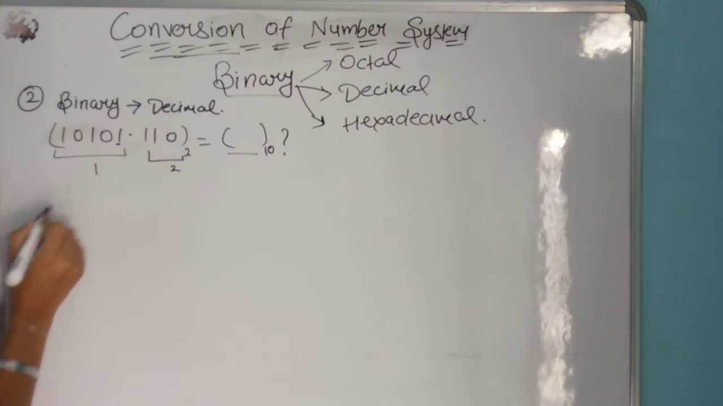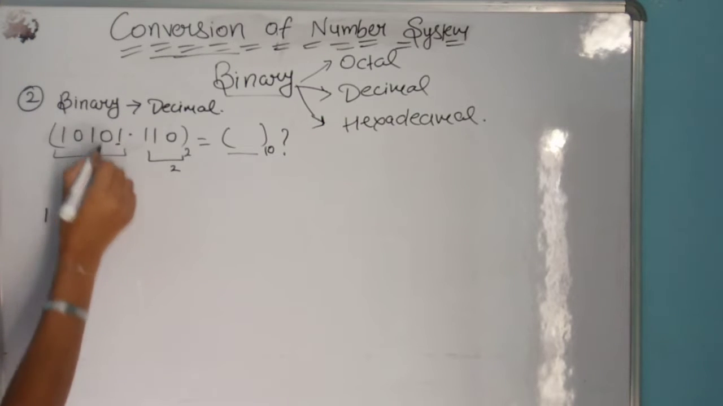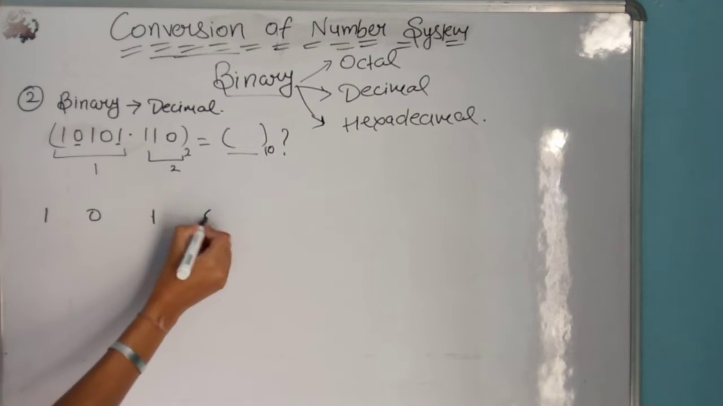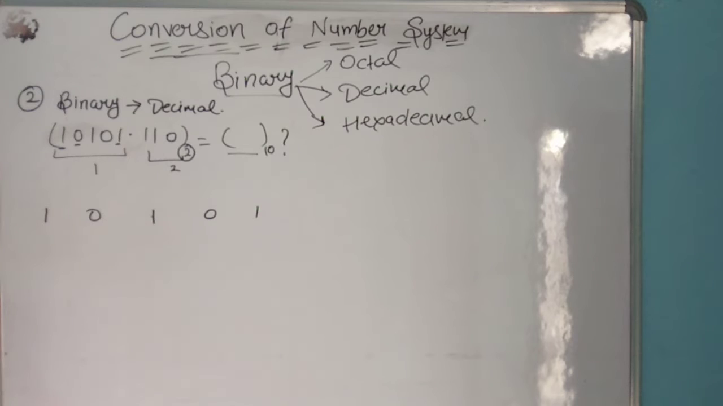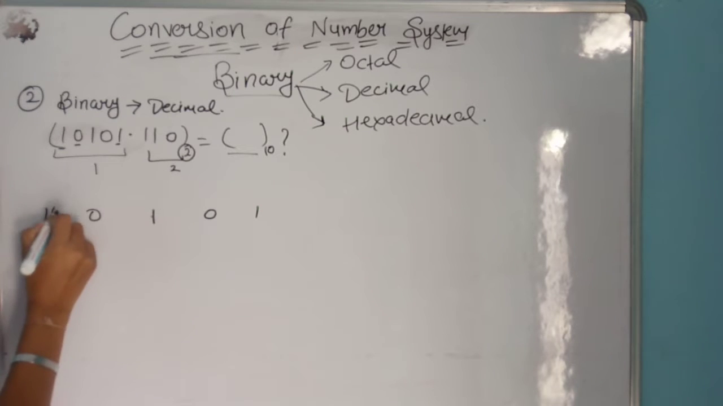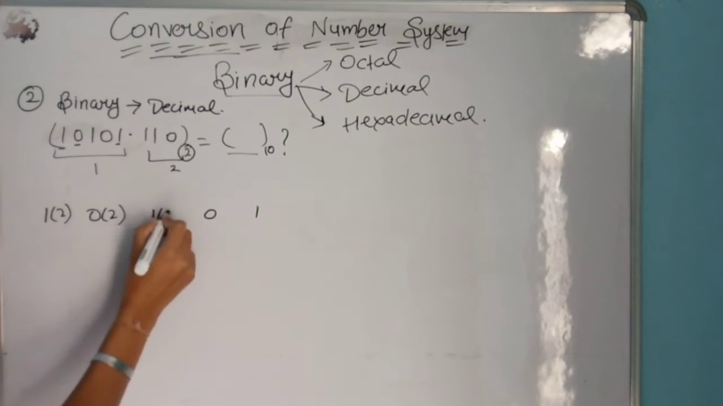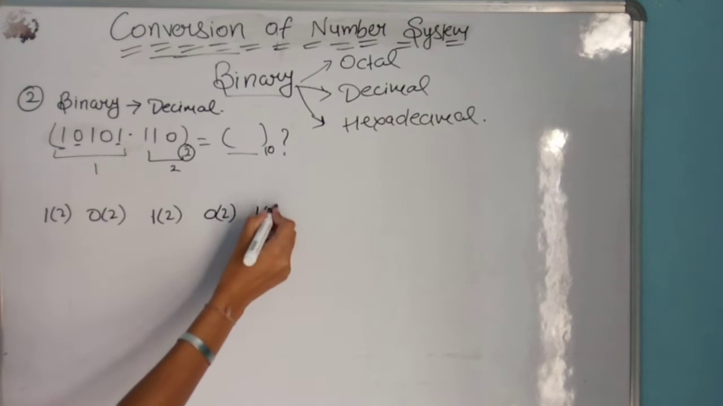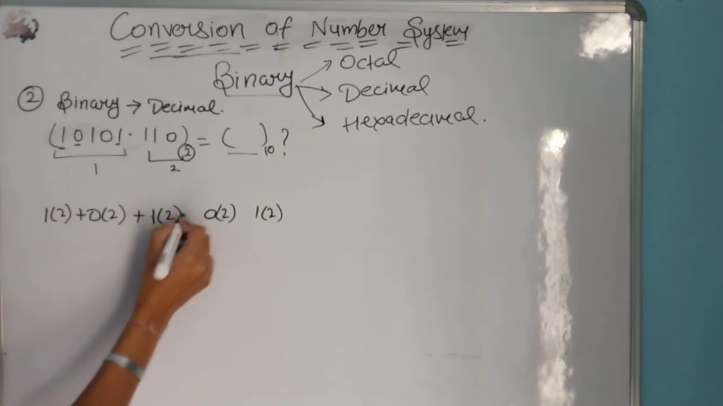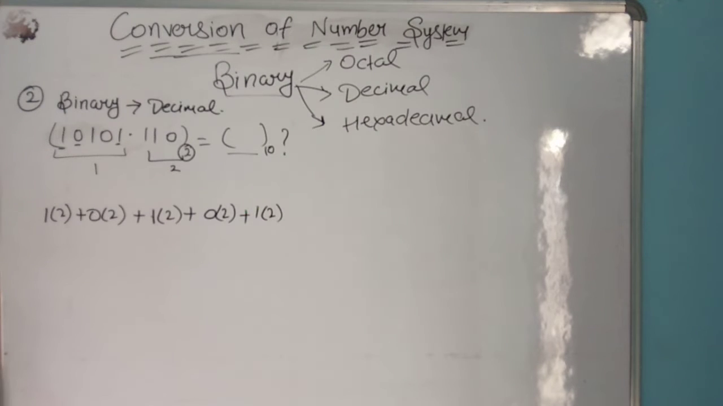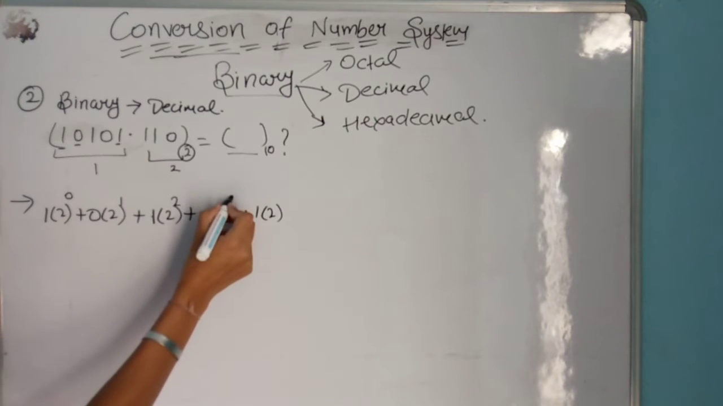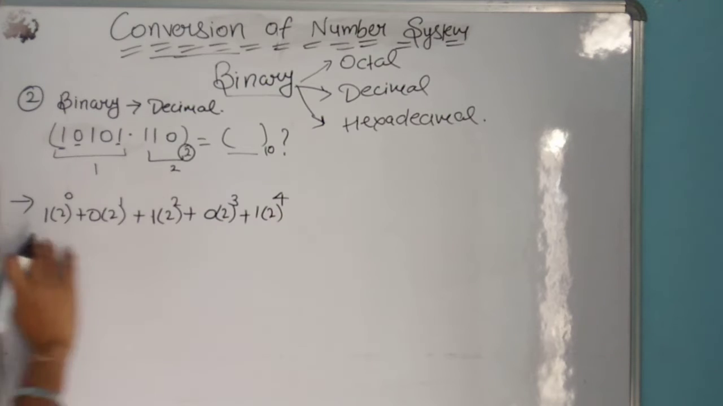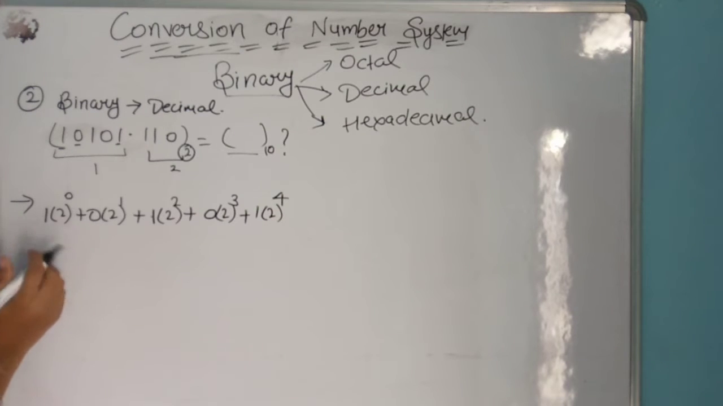Fetch this one and write it here, then this 0 and this 0, and this one. Now this is a binary number and the base is 2. We multiply each digit by 2, insert a plus symbol between each term, and insert the powers starting from 0. So 0, 1, 2, 3 and 4. Now solve it like this.